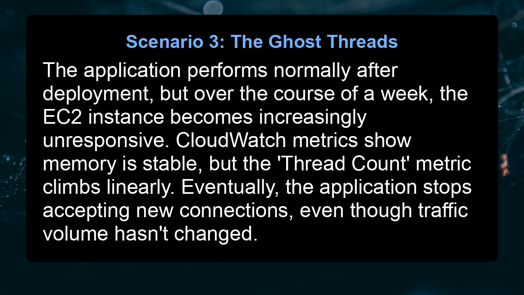Scenario 3. The ghost threads. The application performs normally after deployment, but over the course of a week, the EC2 instance becomes increasingly unresponsive. CloudWatch metrics show memory is stable, but the thread count metric climbs linearly. Eventually, the application stops accepting new connections, even though traffic volume has not changed.